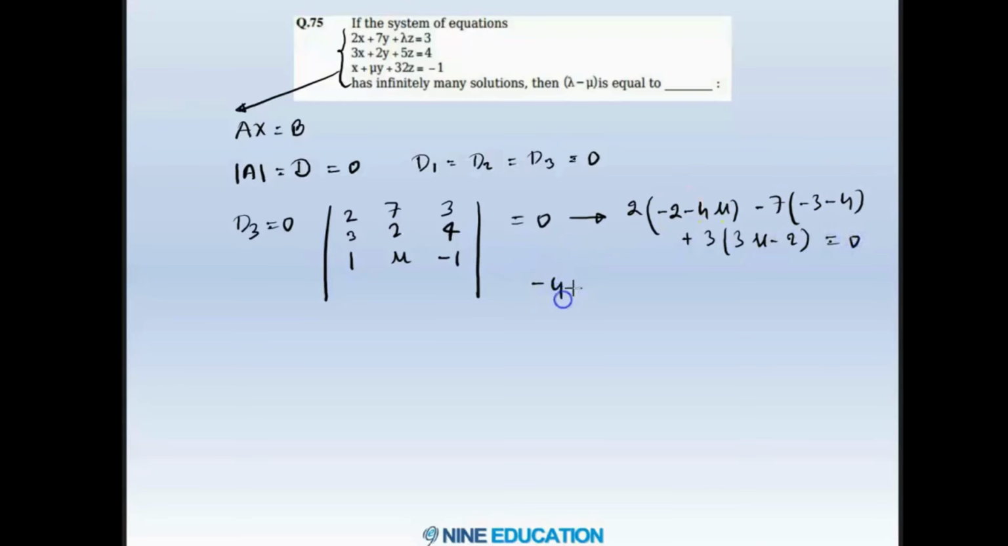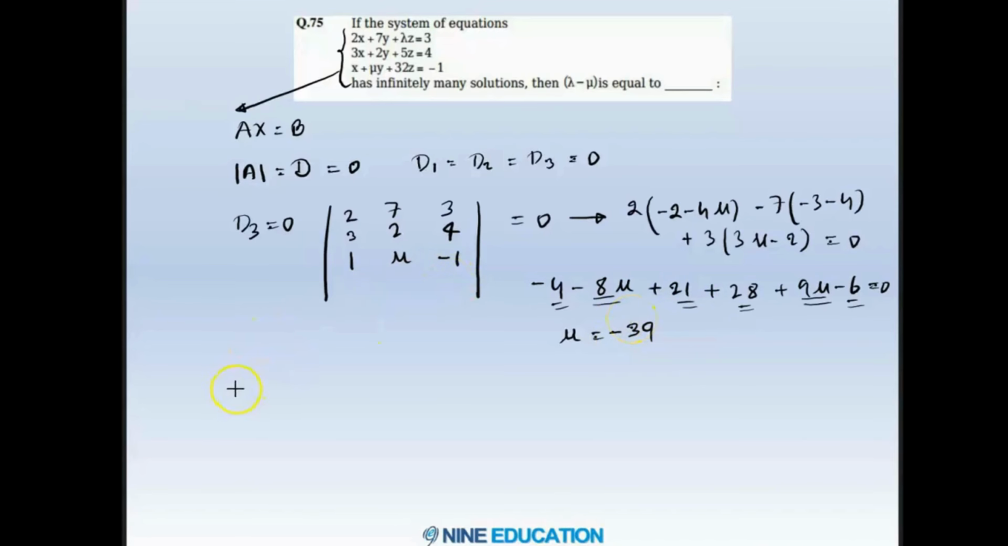So this is minus 4 minus 8 mu, then plus 21 plus 28 plus 9 mu minus 6 equal to 0. 9 mu minus 8 mu is simply mu. Then we have 21 and 28, that is basically 49. 49 minus 4 is 45. 45 minus 6 is 39. So mu value is coming out to be 39 on the left side. After going to right side, it will be minus 39.